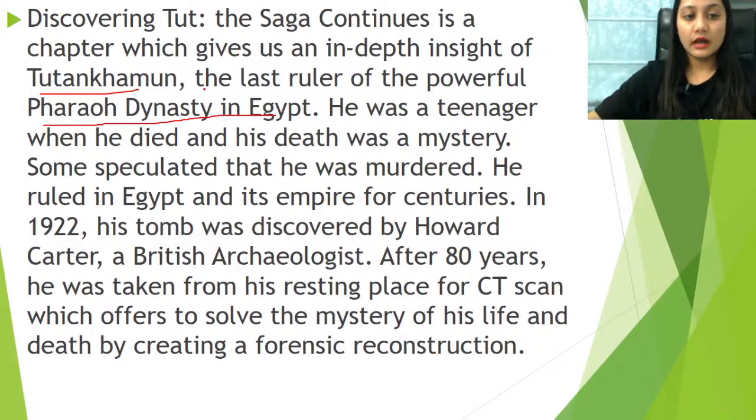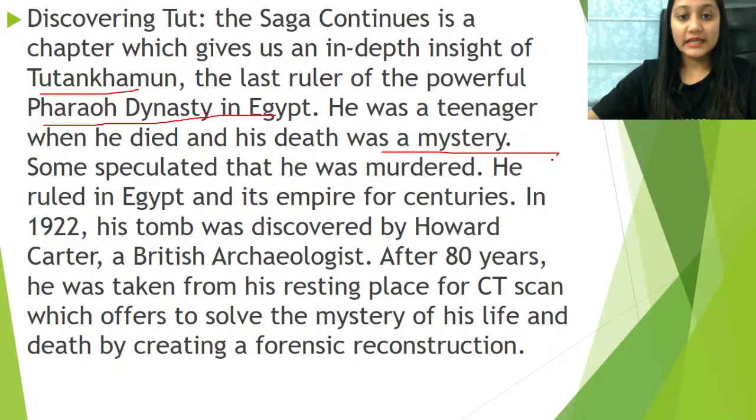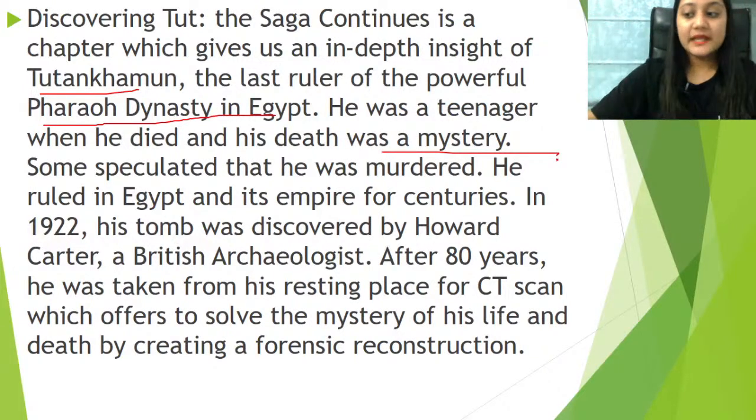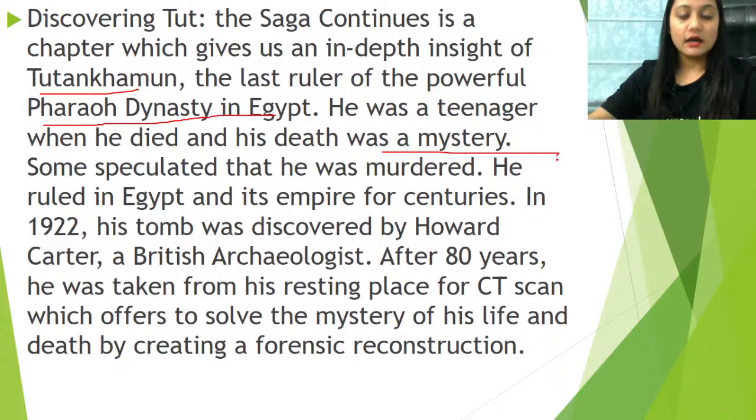That was Tutankhamun. He was a teenager when he died, and his death was a mystery. Everybody made their own assumptions about his death, because nobody had a very clear idea what the reason behind it was. It was a puzzle for all of them. Some speculated, meaning they made their own wild guesses, that he was murdered.